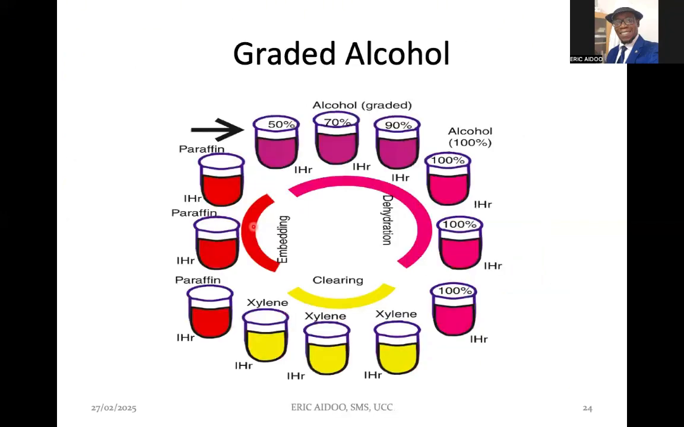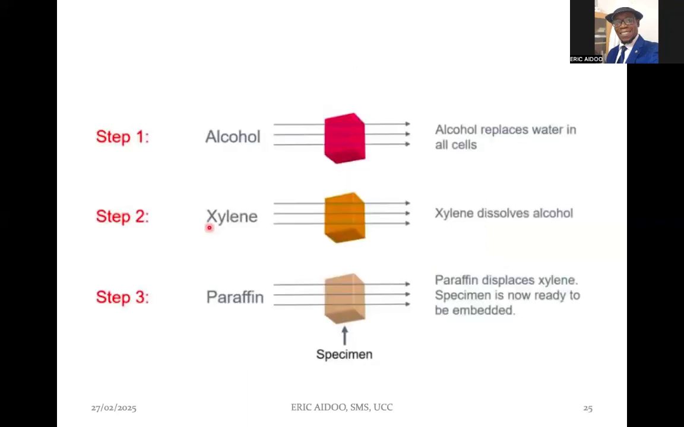Now, I mentioned that during the dehydration, you put the tissue in graded alcohol, which are different percentages of alcohol from the lowest to the highest percentage. So you have 50%, 70%, 90%, 100%, and you can even repeat the 100% to ensure that you have actually done a very good dehydration. Then that is the xylene, okay? Then that is paraffin. So, alcohol replaces water in the cells. That is the dehydration. Xylene dissolves alcohol, and paraffin displaces xylene. Specimen is now ready to be embedded.